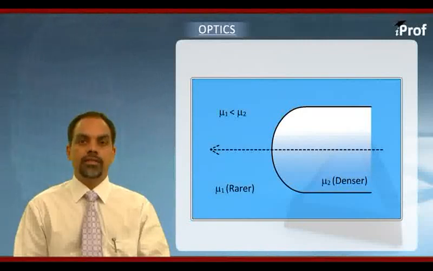Say, for example, if you just concentrate on the figure coming on the screen, let's say the first medium has refractive index mu1 and the other has refractive index mu2. Further, let's say mu1 is less than mu2. Obviously, if I look at the surface from the first medium, it appears convex to us. So we are going to name it a convex spherical refracting surface.